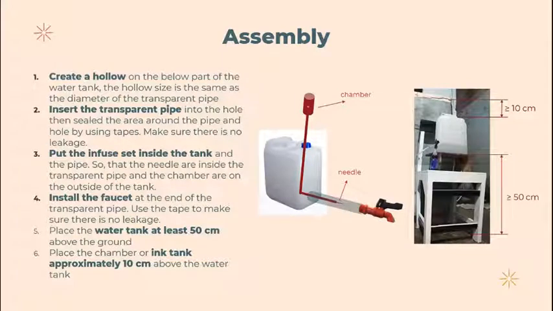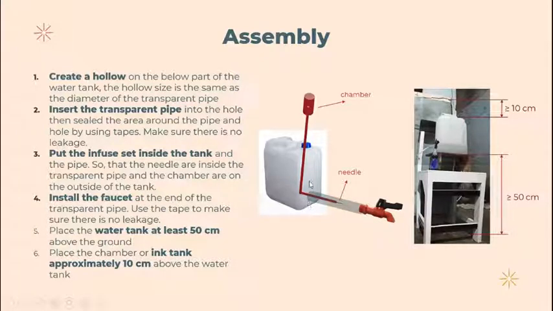Here's the method. 1. Create a hollow on the lower part of the water tank. The hollow size is the same as the diameter of the transparent pipe. So the hollow will be here. 2. Insert the transparent pipe into the hole, then seal the area around the pipe and hole by using tapes. Make sure there is no leakage in here, so the fluid will not go out at this point.